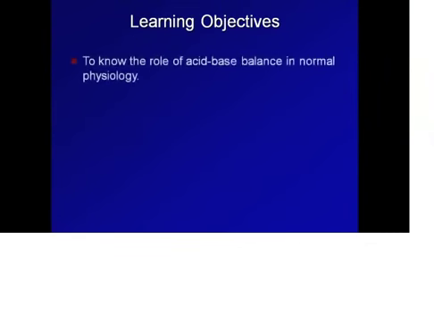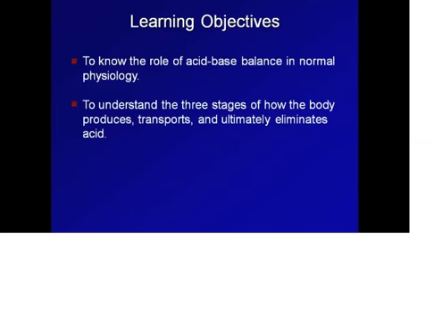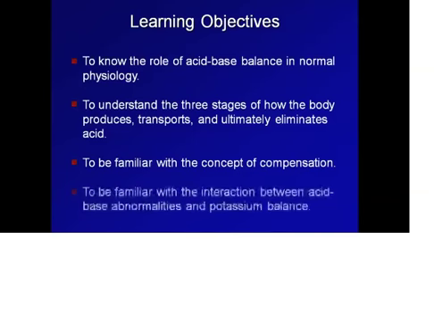The specific learning objectives of this talk are as follows. First, to know the role of acid-base balance in normal physiology. Second, to understand the 3 stages of how the body produces, transports, and ultimately eliminates acid. Next, to be familiar with the concept of compensation. And finally, to be familiar with the interaction between acid-base abnormalities and potassium balance.